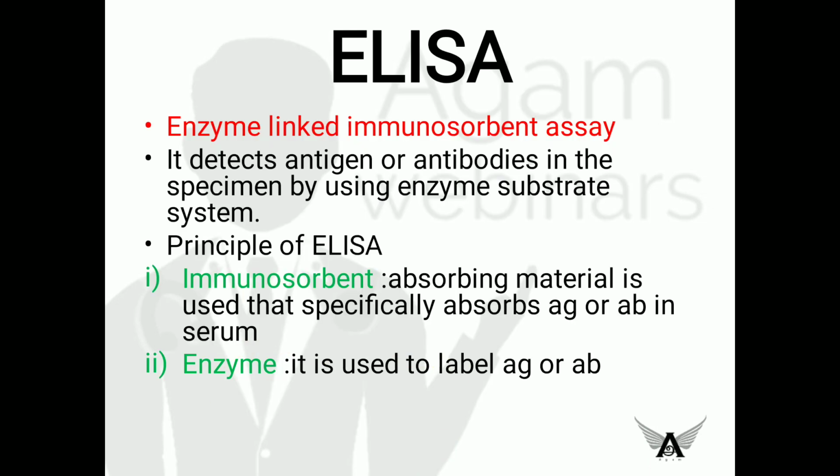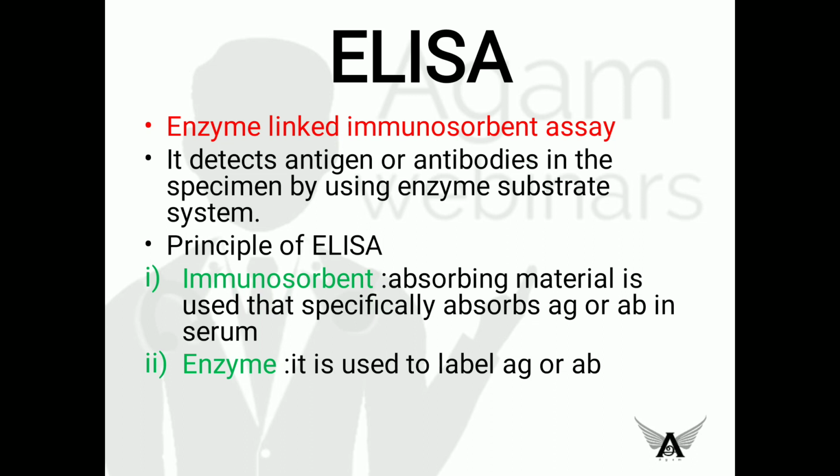We're moving on to the next method, ELISA. ELISA is the abbreviation for enzyme-linked immunosorbent assay. Its main role is to detect antigen or antibody in the specimen by using an enzyme substrate system. Let us see the principle of ELISA. First, we are using immunosorbent. It is an absorbing material that absorbs antigen or antibody in the test serum. We are using it. Okay.